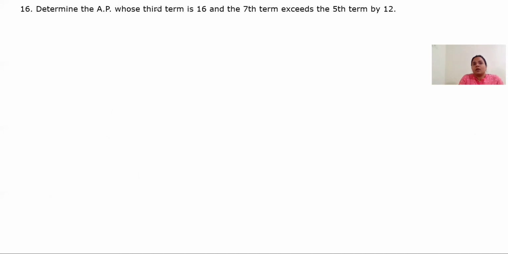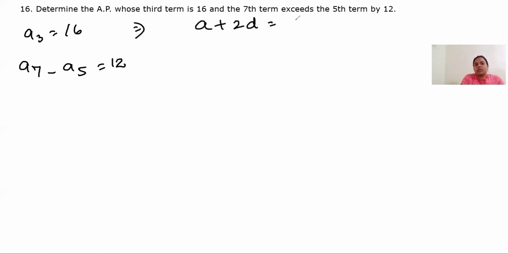Determine the AP whose third term is 16, means a3 is 16, and the seventh term, a7, exceeds the fifth term by 12. a7 minus a5 is 12. We have to determine the AP, means that find a1, a2, a3 and like that. So a3 is 16 implies that A plus 2D is 16. This is equation 1.